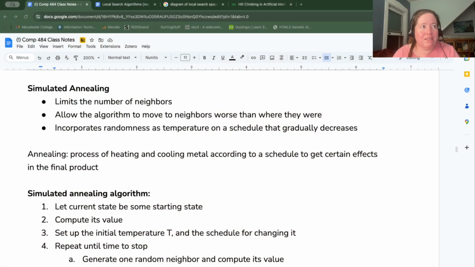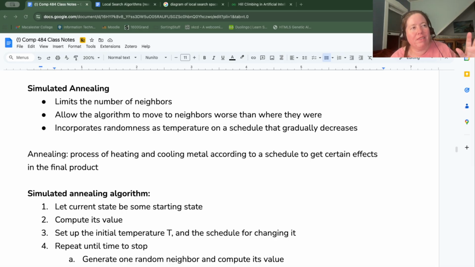So simulated annealing does a couple of things. It limits the number of neighbors, so you don't necessarily look at all the neighbors. It allows the algorithm to move explicitly to neighbors that are worse than the current state. So it does allow the algorithm to go downhill. And it incorporates randomness as mediated by a value we call temperature. And so I'll talk about this a little bit.